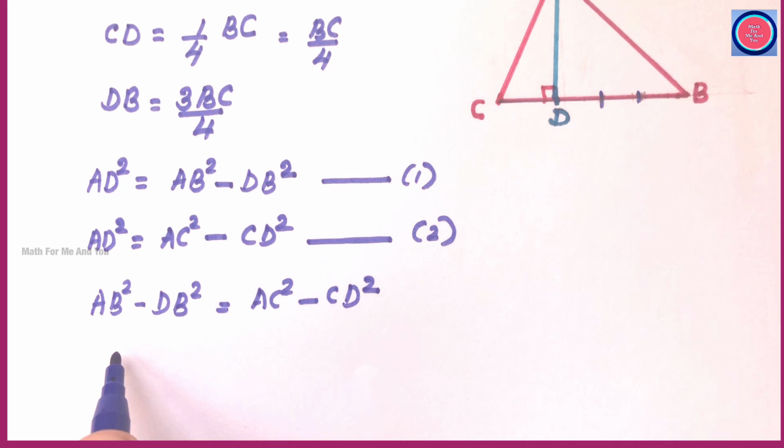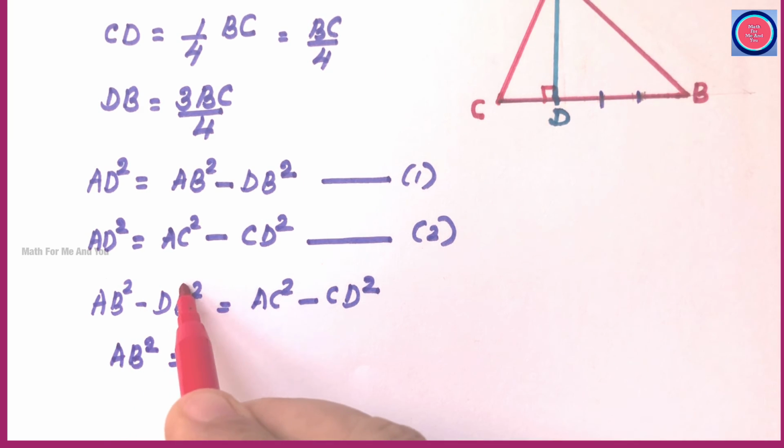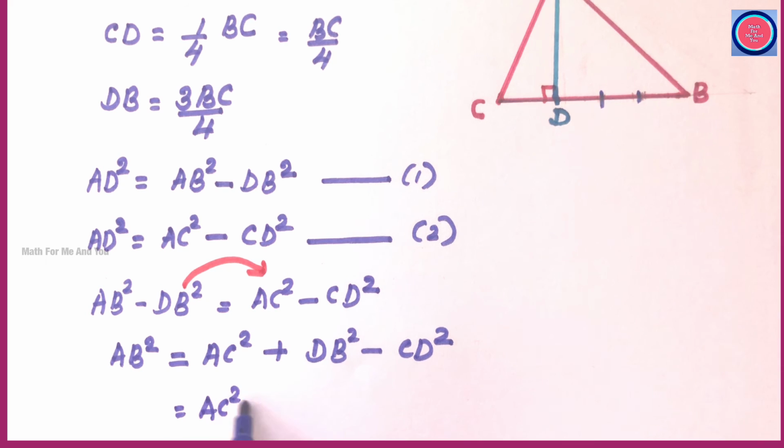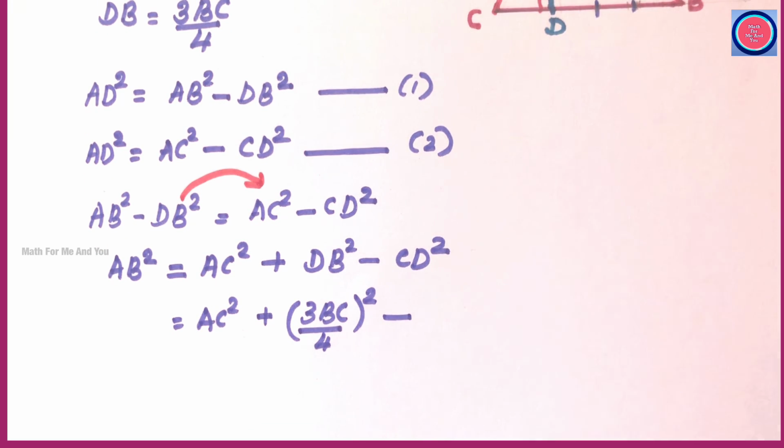From the left side, we could move the negative term to the right side and keep only AB square on the left side because we need to prove AB square. So we are moving minus DB square to the other side. It becomes positive DB square. So we can write AC square plus DB square, minus CD square, written as it is. AC square plus, what is DB square? DB square is 3BC over 4 the whole square minus CD square. What is it? It is 1BC over 4, or we could write BC over 4 the whole square.